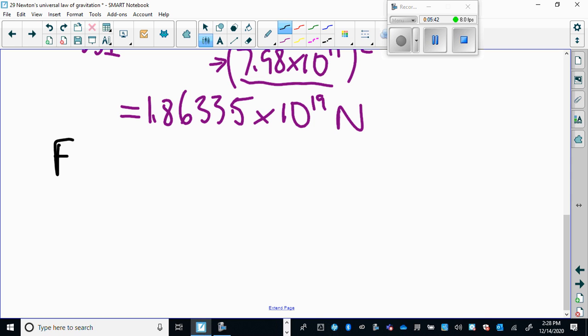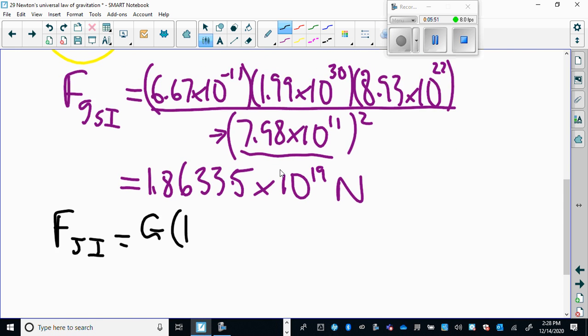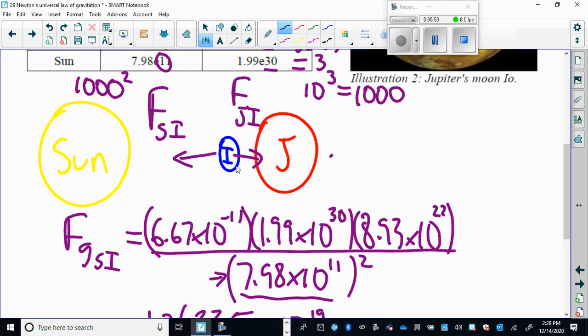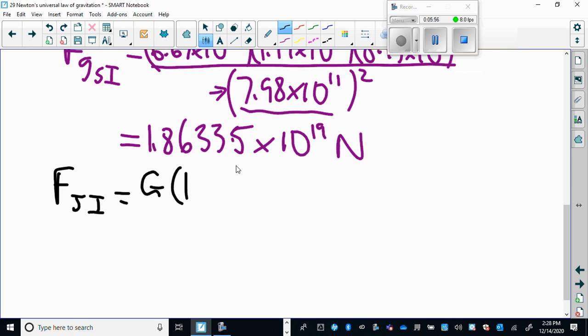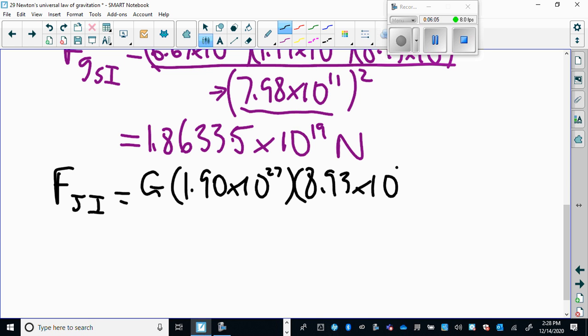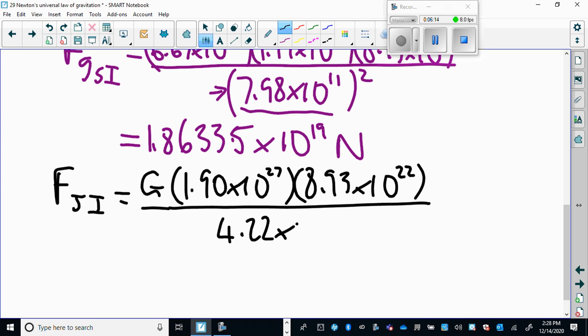So the force between Jupiter and Io, and that would be, let's just abbreviate here. What was the, did I make a mistake on the mass of the Sun? 1.99, nope, 1.90 times 10 to the 27, 5.93 times 10 to the 22 divided by 4.22 times 10 to the 8th.